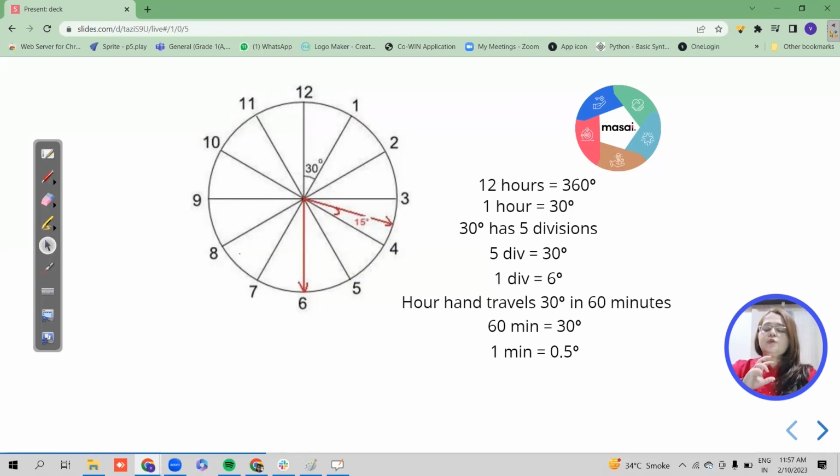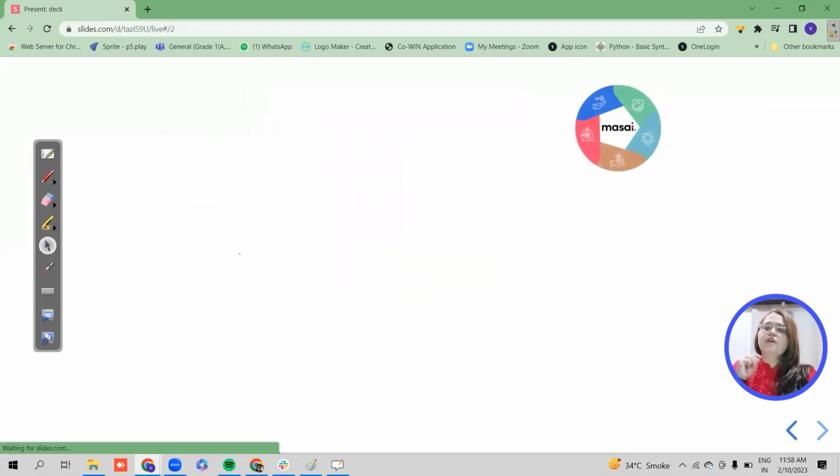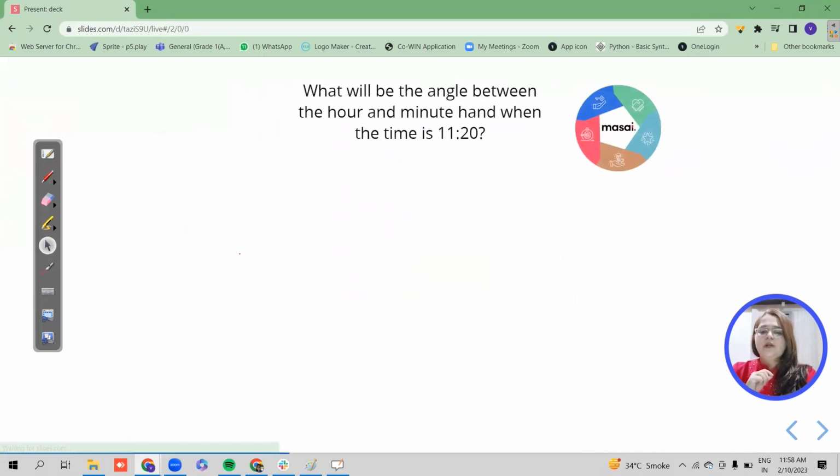Now we will use both these things, that is the 1 hour angle of 30 degrees and the 1 minute angle of 0.5 degrees, for your questions. Let's quickly see one real-time example. This kind of question would be there. What would be the angle between the hour and the minute hand when the time is 11:20? Now in the question you can see the hour hand is at 11 and the minute hand is at 4.